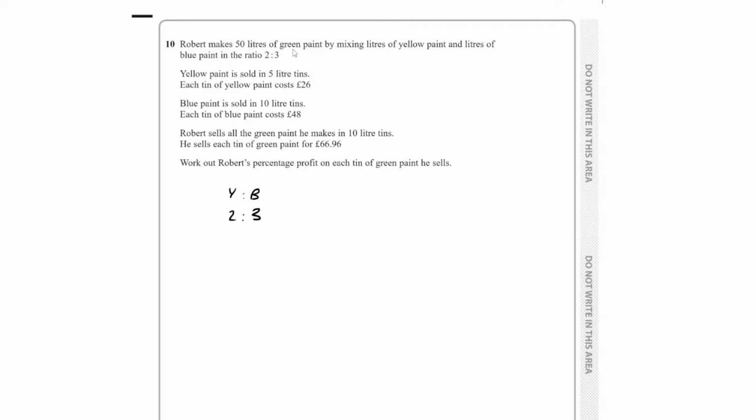So he's going to make 50 litres of green paint. Let's split that up. Let's share out the ratio. So obviously add up the parts. 50 divided by 5. And then to get yellow, we times by 2. So that would just be 20 litres of yellow, wouldn't it? And then you can obviously just subtract it to find the blue, or you can divide it again and times by 3. You should get 30 litres of blue. Okay, so that's that first bit done.